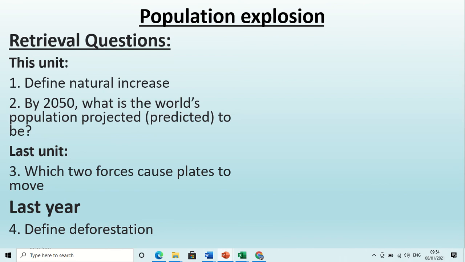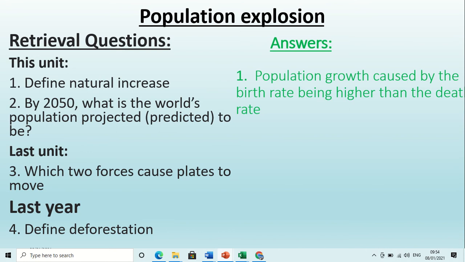Okay, I hope you have had a go at all of those retrieval questions. We're going to go through the answers now. So number 1, define natural increase. This is from last lesson. Population growth caused by the birth rate being higher than the death rate. So to work out natural increase, you just minus the death rate from the birth rate.